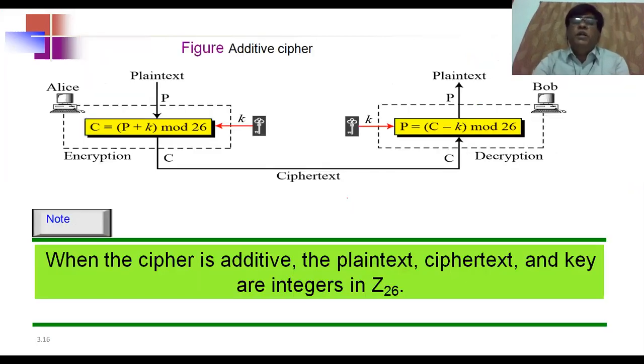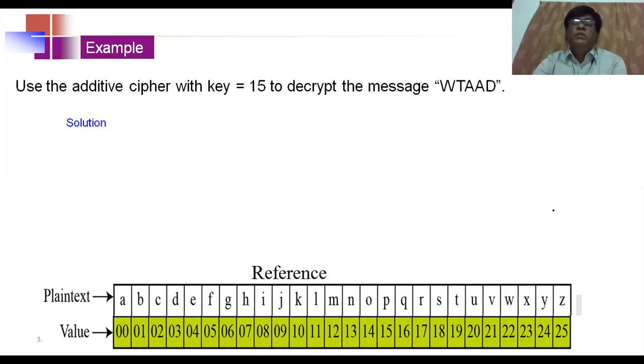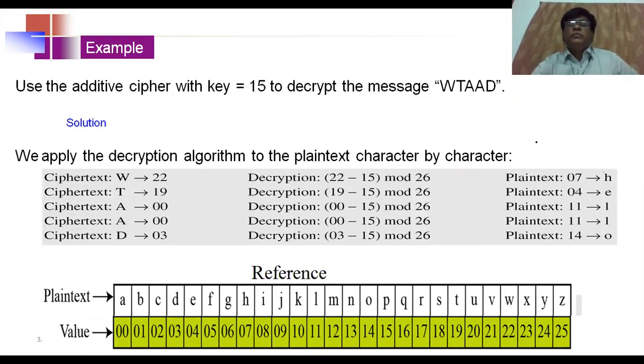Now the decryption also: how to decrypt that message? Suppose the ciphertext is WTAAD and the key value is 15. What are the equivalent integers of the characters in the ciphertext? See this reference. For W, its equivalent integer is 22. For T it is 19. For A it is 0. For A it is 0. For D it is 3.